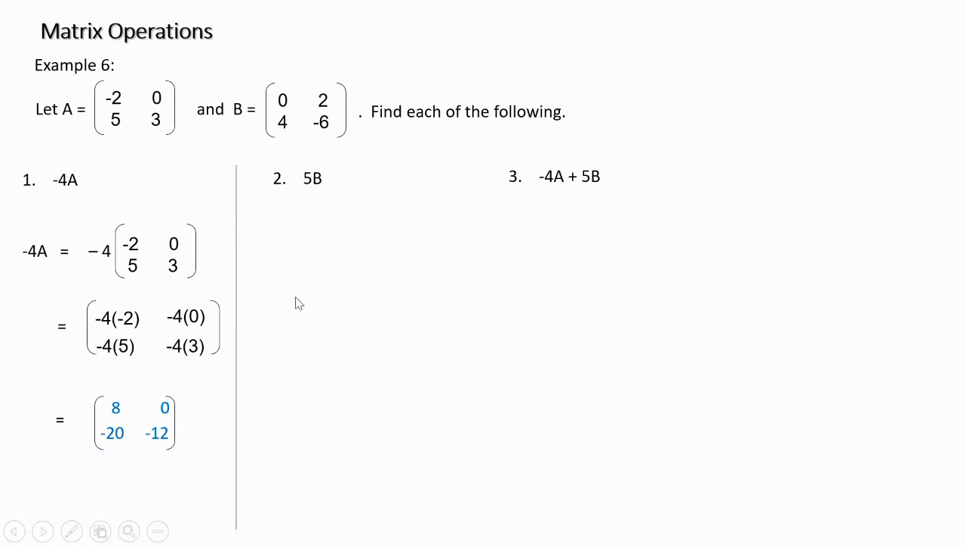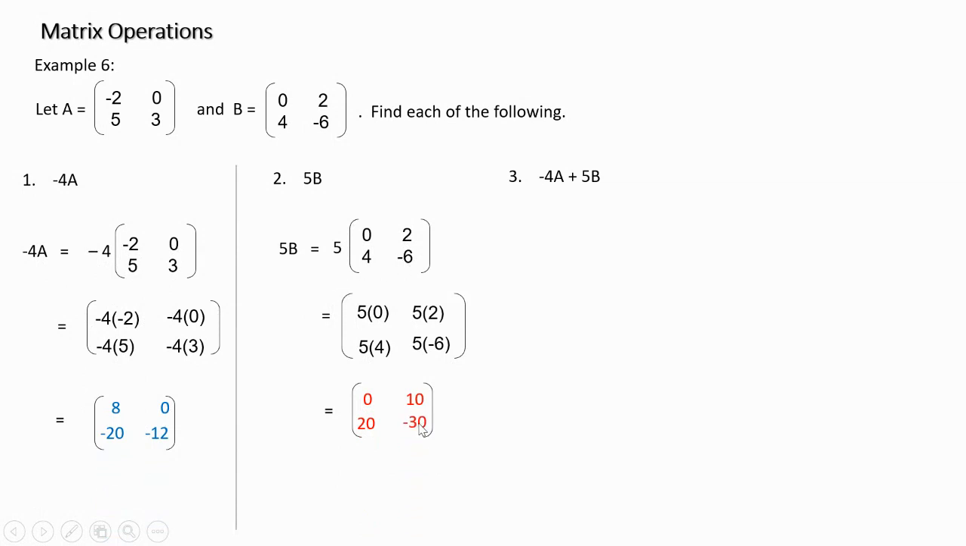Now let's do number 2. The scalar 5 times matrix B. So we're going to multiply 5 times every element in matrix B, which is 5 times 0, 5 times 2, 5 times 4, and 5 times negative 6. So 5 times 0 will give us 0. 5 times 2 will give us 10. 5 times 4 will give us 20. And 5 times negative 6 will give us negative 30. So this is my result of the scalar 5 being multiplied by matrix B.